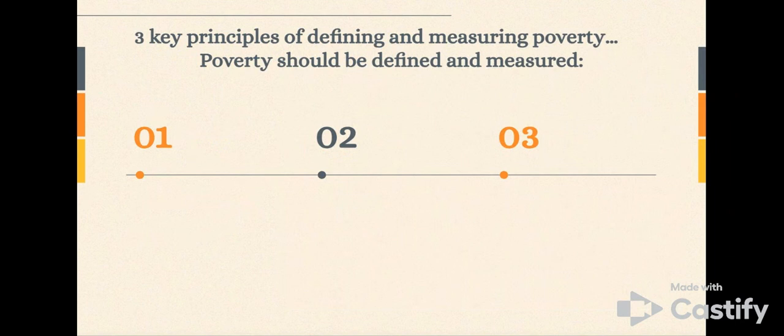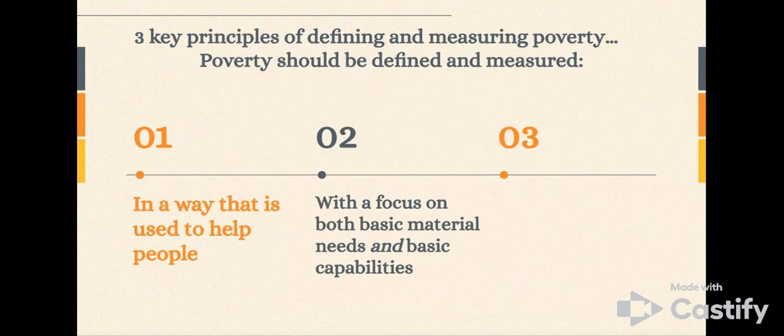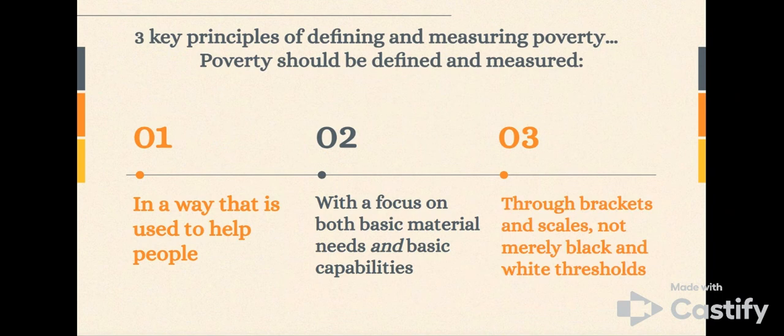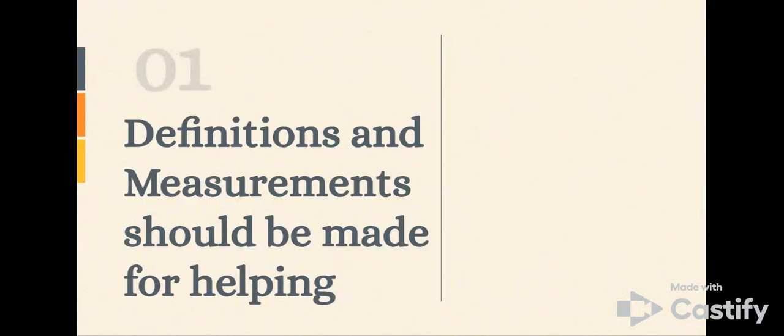To help guide our definition and measurement, we have developed three key principles. One, poverty should be defined and measured in a way that is used to help people. Two, poverty should be defined and measured with a focus on having basic needs met and by having the capability to have them met through reasonable effort. And three, poverty should be defined through brackets or scales, not through black and white thresholds.